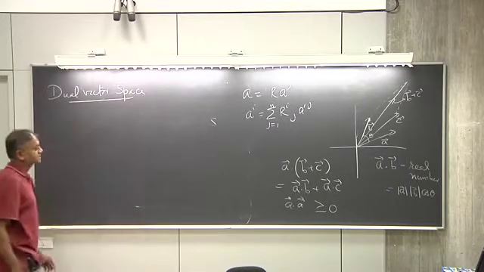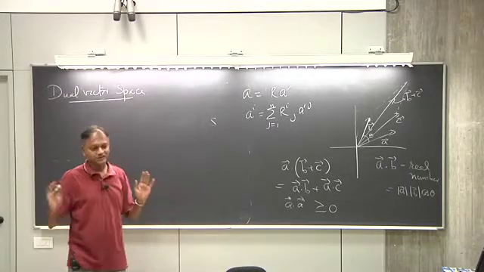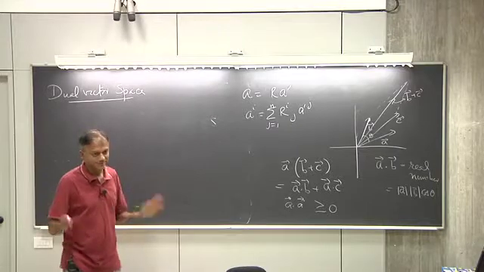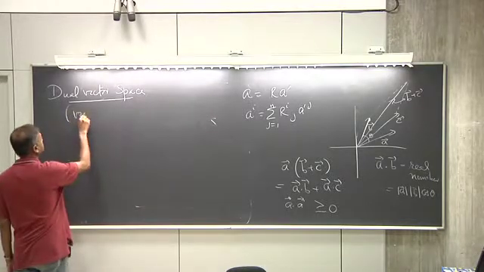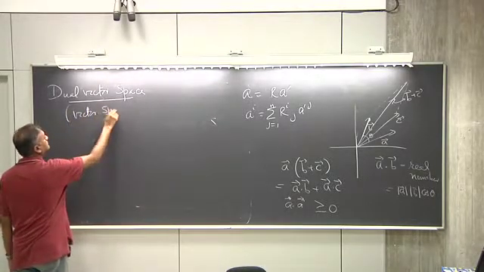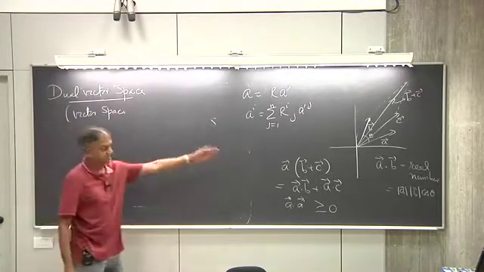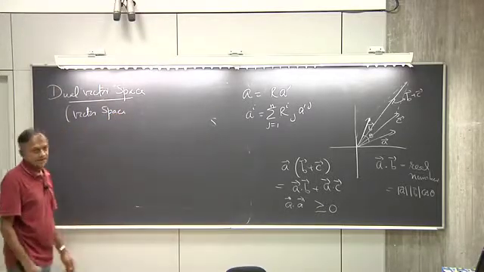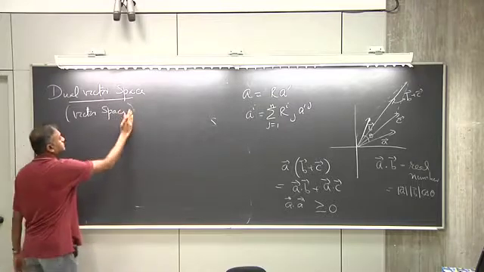So for the dual vector space, I'm still going to use only the vector space structure, nothing more. No extra features like scalar products and so on. Just the vector space structure.